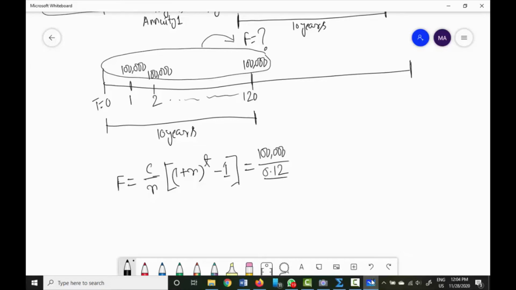So 12% means 0.12. Compounded monthly means we need to divide it by 12 to get the monthly rate, so 1 plus 0.12 divided by 12, power T. We are making a total of 120 payments, so total 120 months in 10 years, minus 1. Right, so let us calculate and see what we will get.